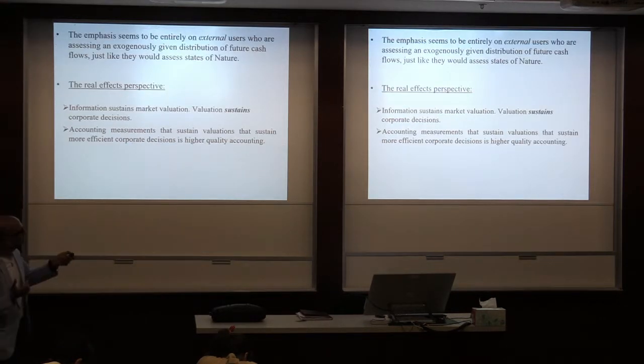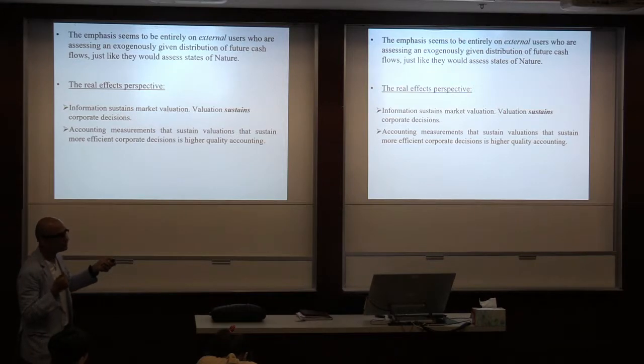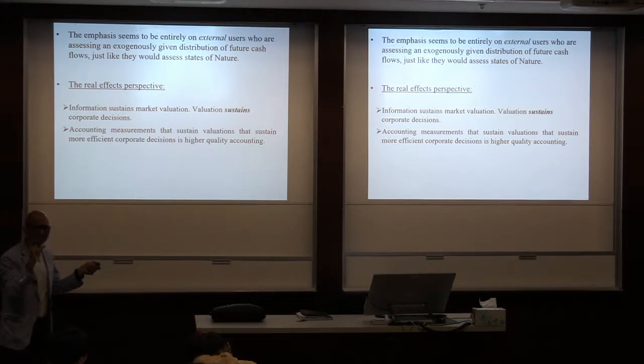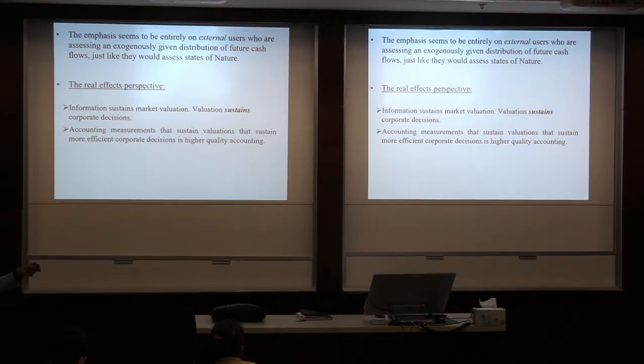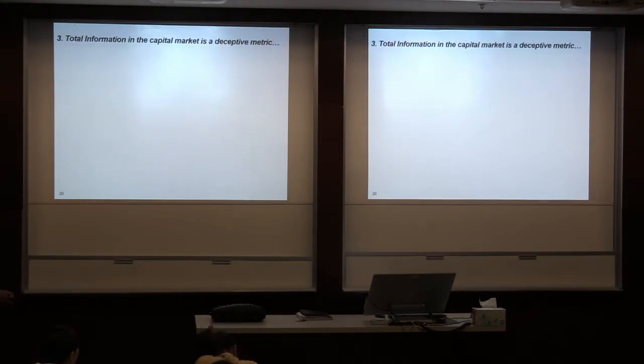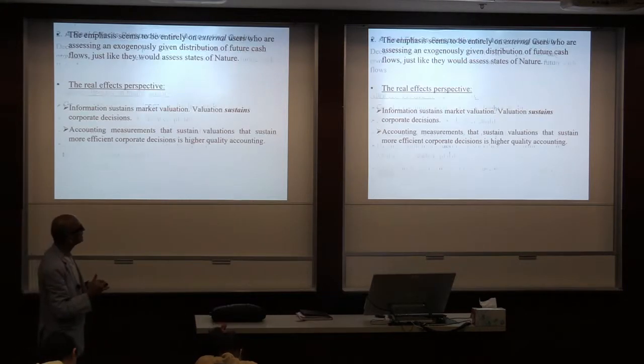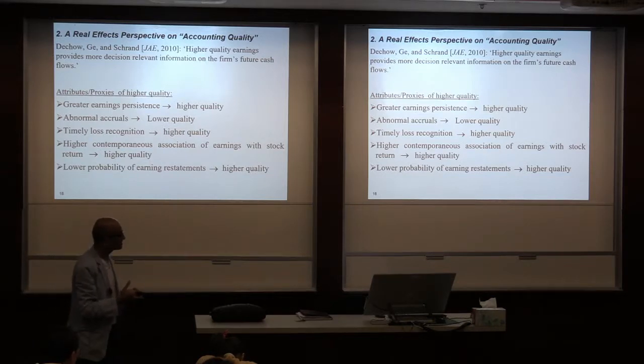What is missing here is the emphasis seems to be entirely on external uses of information, and also you're assuming that fundamentals are exogenous, right? In a real effects perspective, we know that information sustains valuation, valuation sustains corporate decisions, the two-way link, right? So to come up with a measure of accounting quality, we need to be going after measurements that sustain valuation that results in more efficient corporate decisions, right? Again, I'll attempt today to show you some of these proxies in some of these models, right? I'll attempt to show you how you can come up with a measure of quality. The third insight, so the first insight again is price efficiency is not the same as economic efficiency.